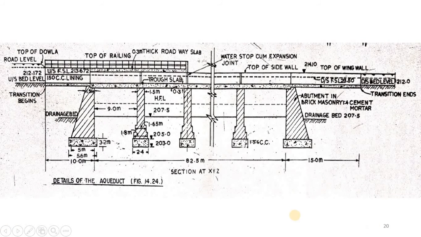Next is section of the aqueduct. Here again the bottom slab is assumed of 0.4 meter thickness, and some railings can be provided above. Trough slab is shown. The piers are also shown. Abutments. These are the abutments. These are the piers provided.